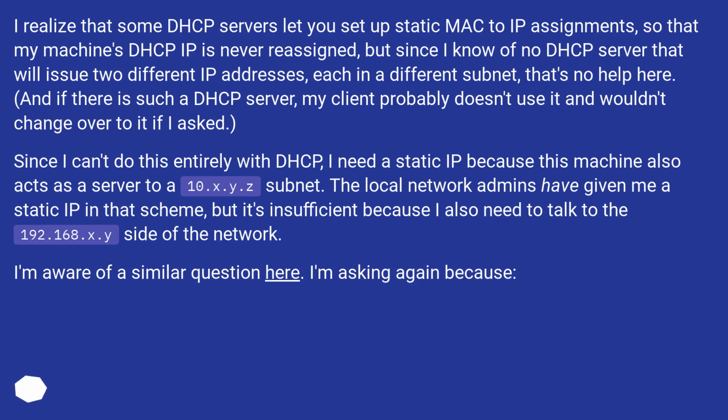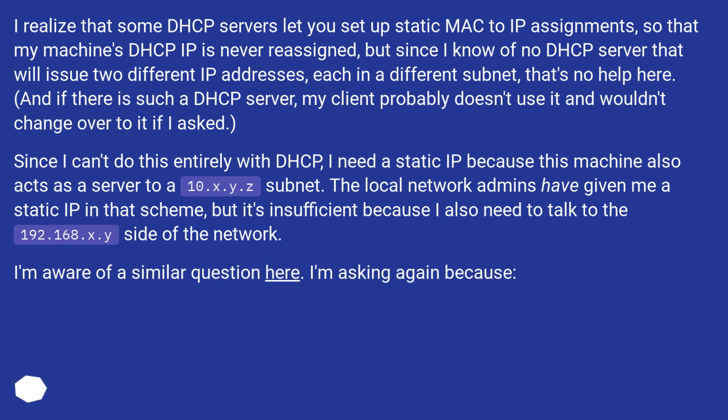Since I can't do this entirely with DHCP, I need a static IP because this machine also acts as a server to a 10.x.y.z subnet. The local network admins have given me a static IP in that scheme, but it's insufficient because I also need to talk to the 192.168.x.y side of the network.